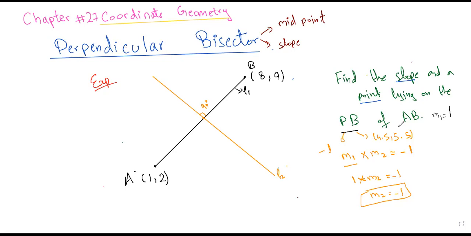Now tomorrow we'll talk about the equation of a straight line, how to write that, and the different types of that. We'll also do some past paper questions if we get time, otherwise we'll do those on Monday.